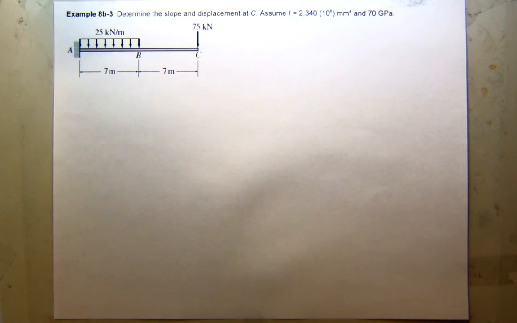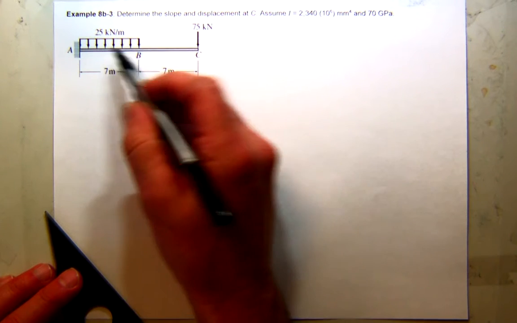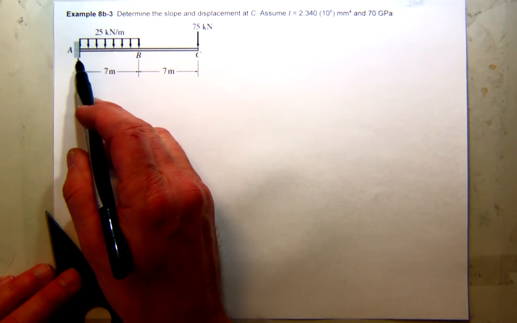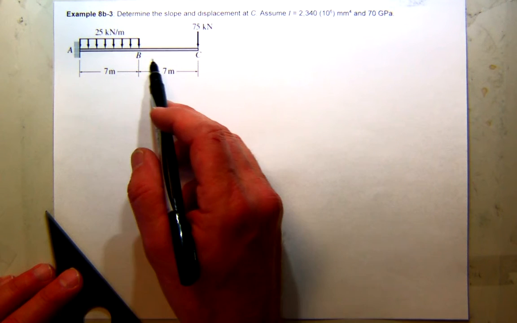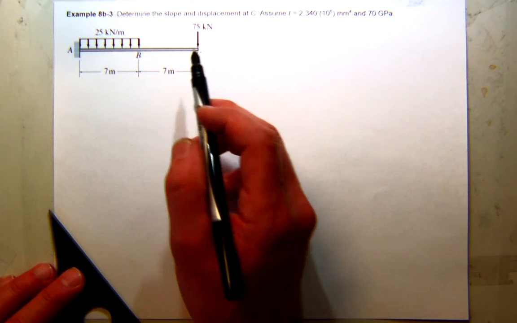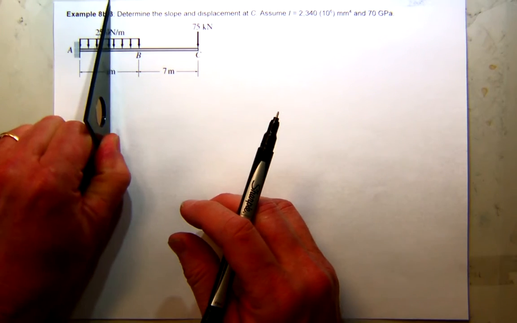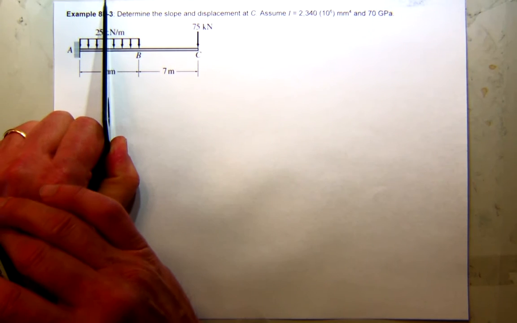So just like we did before, we're going to have to write a real expression for the moment in this beam, and you can see due to the discontinuous load that I'd have to write one moment expression that would be valid over the first 7 meters and a second over the next 7 meters. So looking at the first section, I make a cut. Do you want to work the left side or the right side?